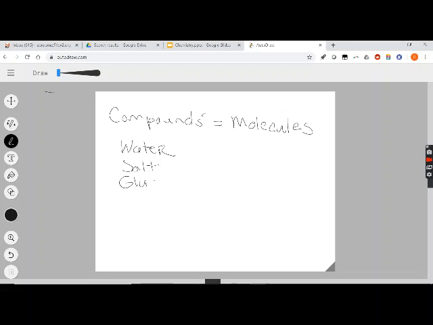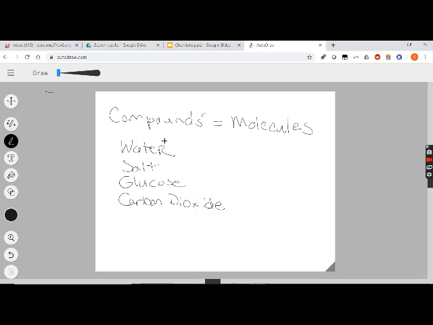Glucose. And we know that this is from photosynthesis, and it's also used in cellular respiration to create energy. This is made in photosynthesis. And then one of the last ones that I wanted to talk to you about today, at least on this page, is carbon dioxide.